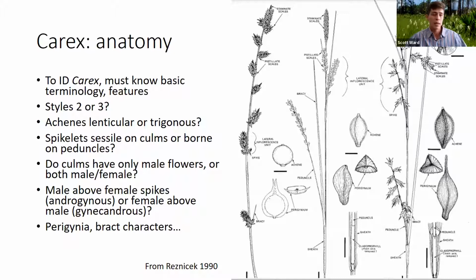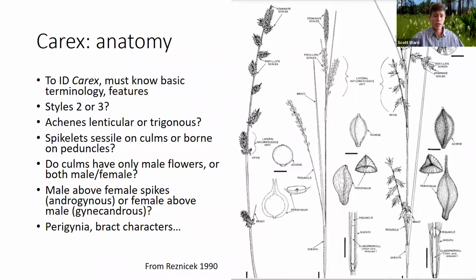Is the achene shaped like a lens, or is it more sharply 3-angled? Are the spikelets sessile on the combs, or are they borne on little stems coming off the main stem? Do culms have only male flowers, or do they have both male and female spikes? And there are different terms for the arrangement of the spikes along the culm.